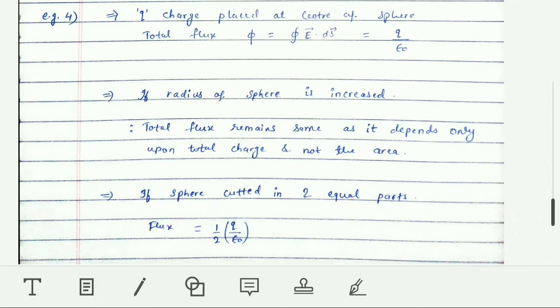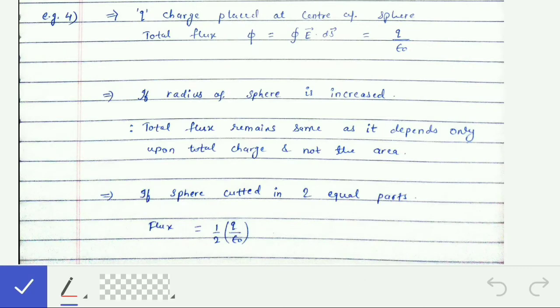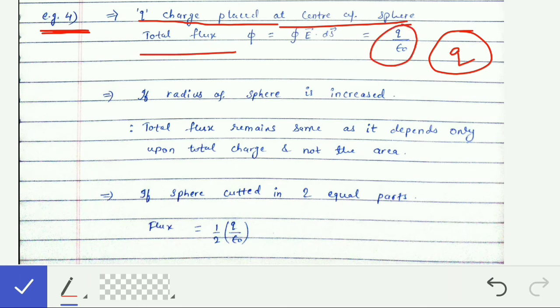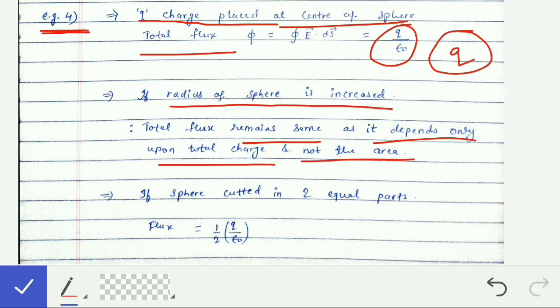Now let's see the fourth and last example of this video, example 4. It has 3 points. The first point says that a charge q is placed at the center of a sphere, so the total flux will definitely be q upon epsilon naught. Not a good question, but what happens when the radius of the sphere is increased? The total flux remains the same, as it depends upon the total charge only and not the area, because the total flux is q upon epsilon naught, and the area plays no role.